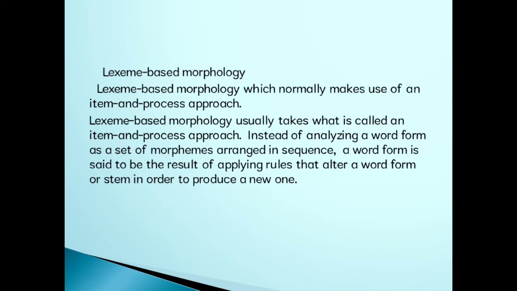Second is lexeme-based morphology, which normally makes use of an item and process approach. Instead of analyzing a word form as a set of morphemes arranged in sequence, a word form is said to be the result of applying rules that alter a word form or stem in order to produce a new one.